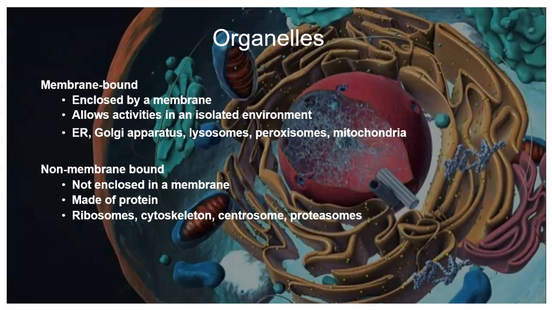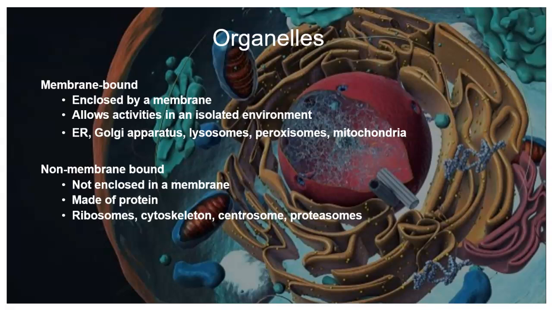The membrane-bound organelles include the Golgi apparatus, the endoplasmic reticulum, lysosomes and peroxisomes, which are vesicles, and the mitochondria. Now we're going to look at each one of these individually, all of the organelles.